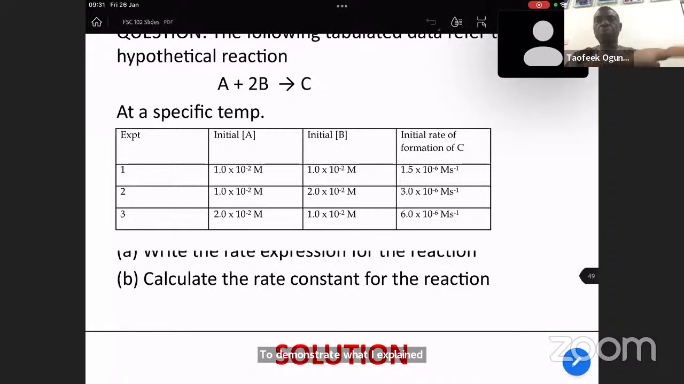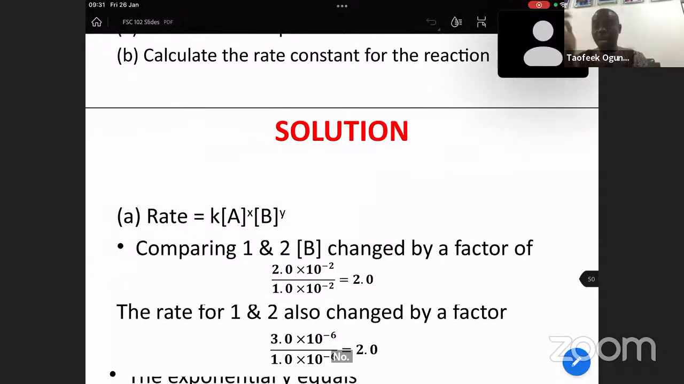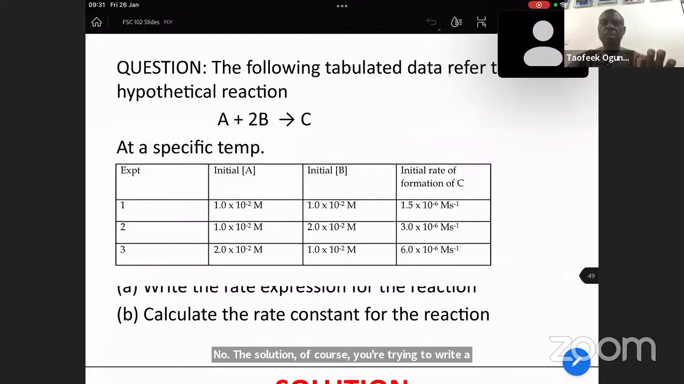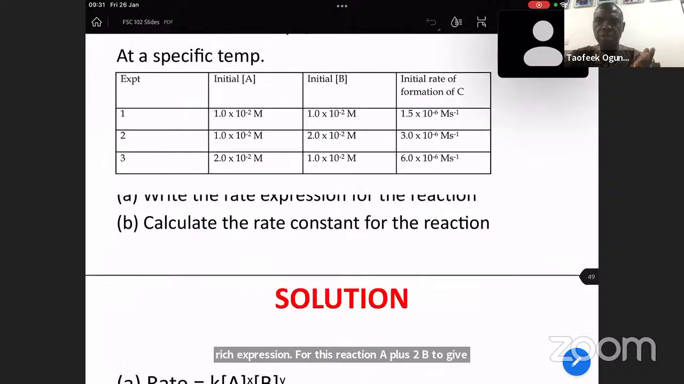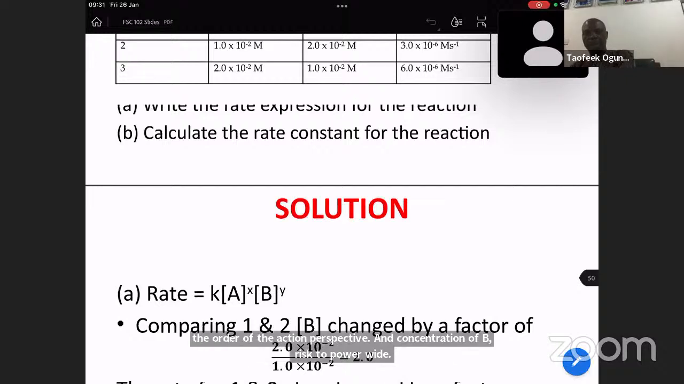But again, if we look at the question, sorry, something is also wrong with this slide. Write the rate expression for the reaction. That's the A part. Then the B part says calculate the rate constant for the reaction. Now, the solution: you're trying to write a rate expression for this reaction, A plus 2B to give you C. That means the rate expression is going to be R is equal to K multiplied by concentration of A raised to power X, where X is the order of reaction with respect to A, and concentration of B raised to power Y. That Y is the order of reaction with respect to B.